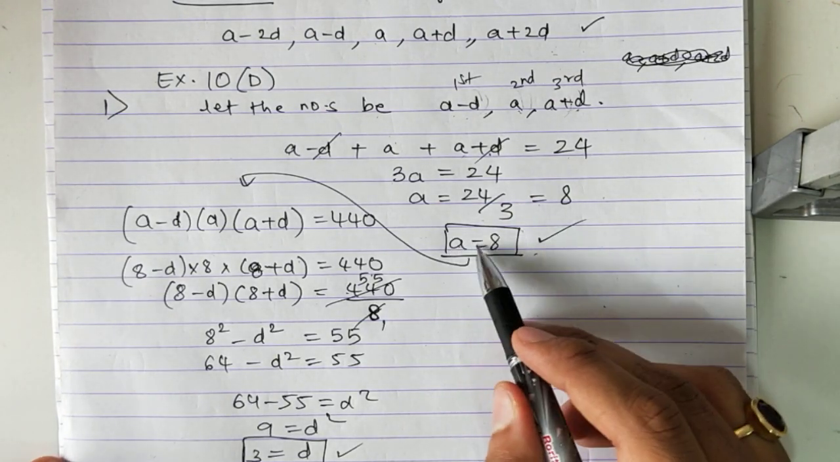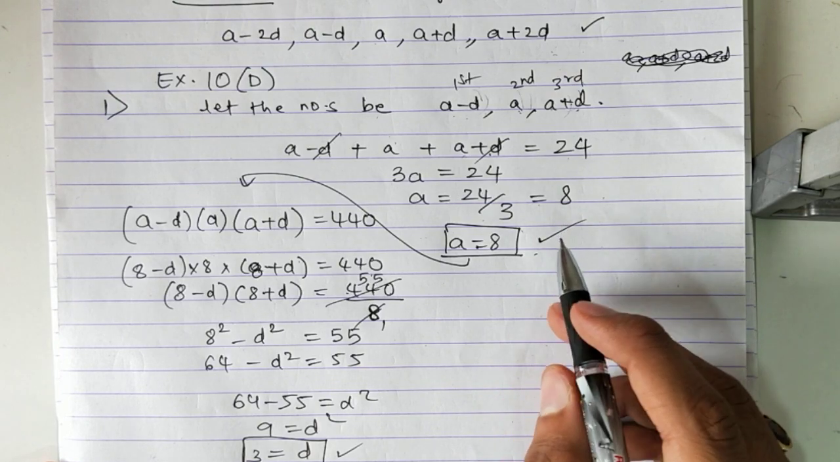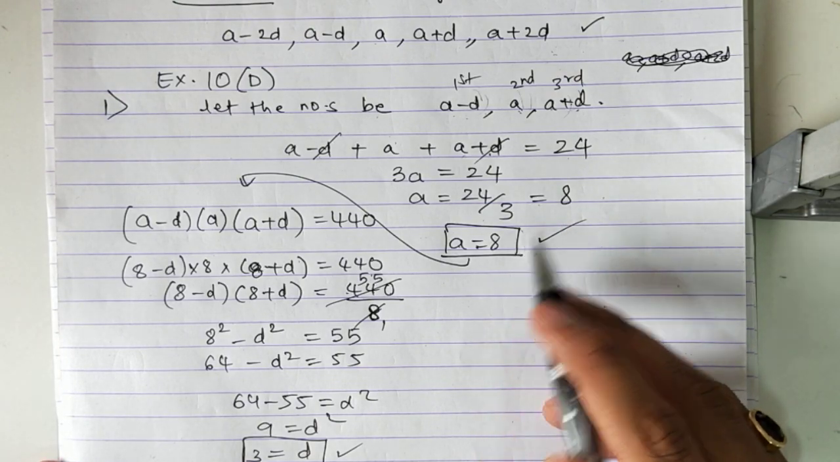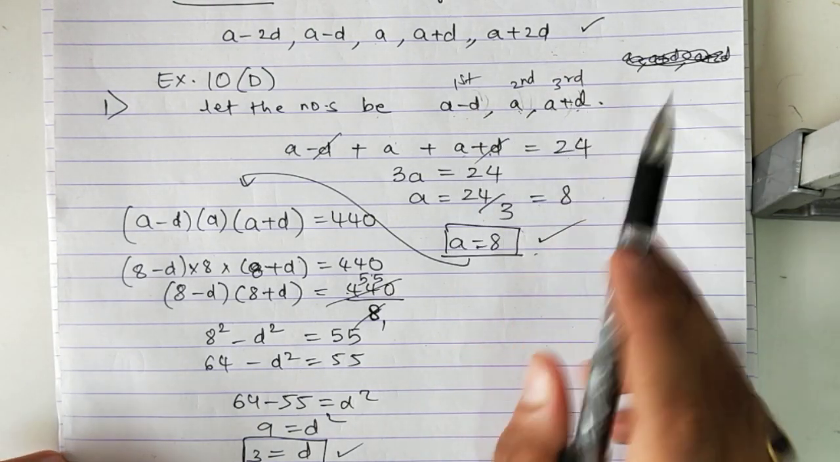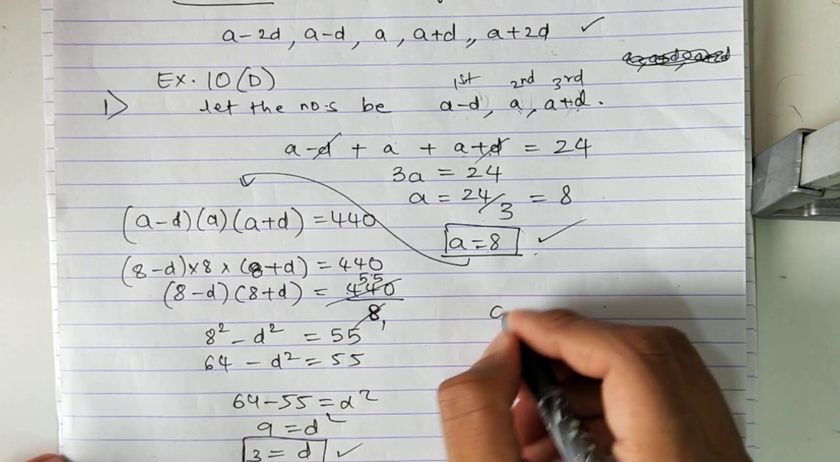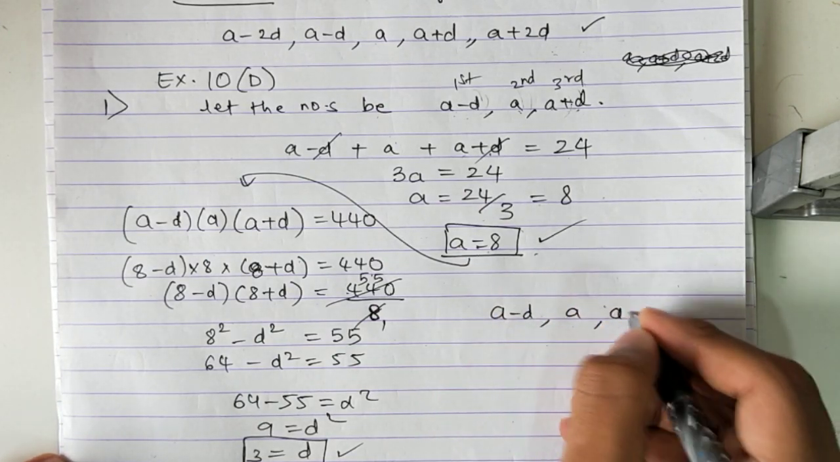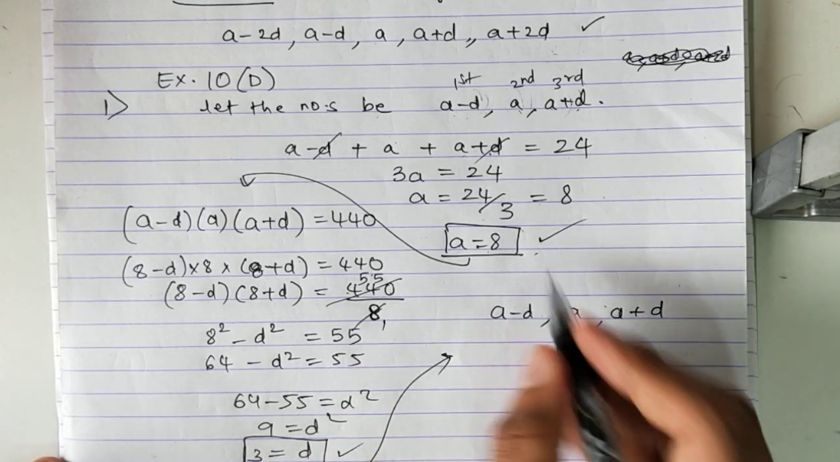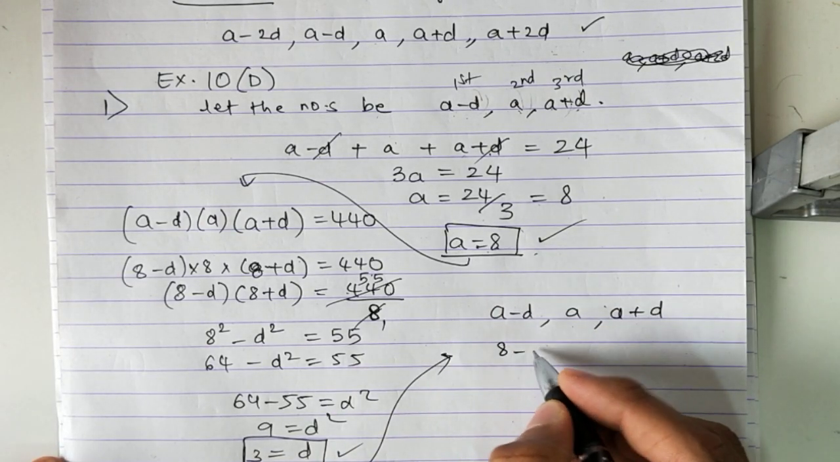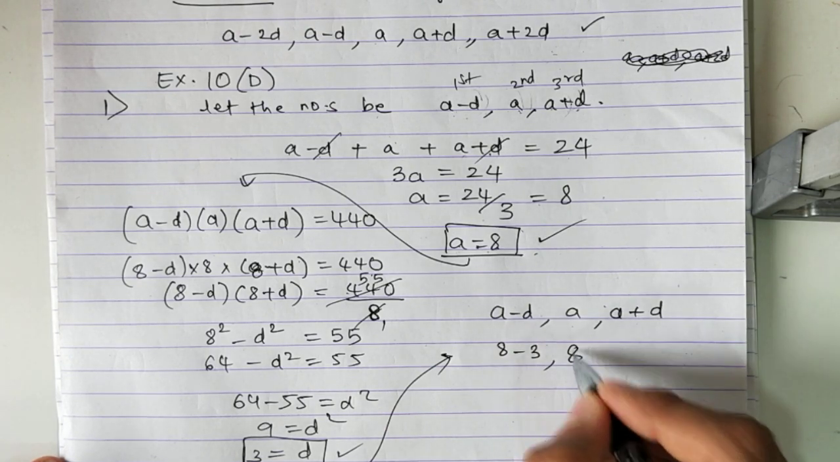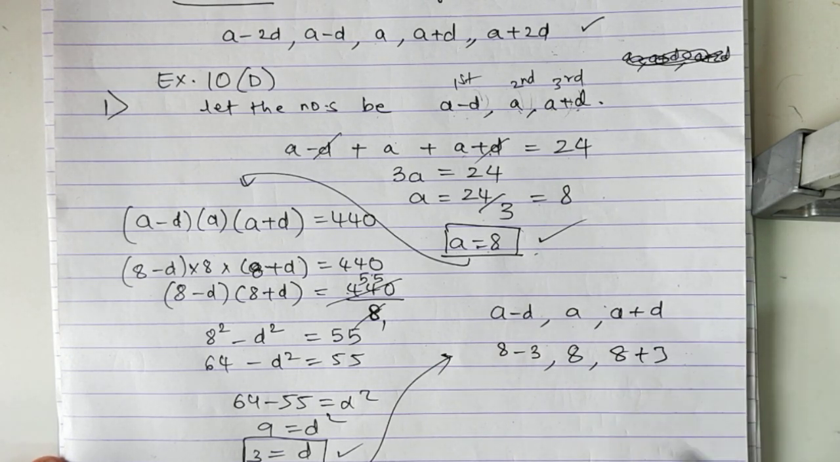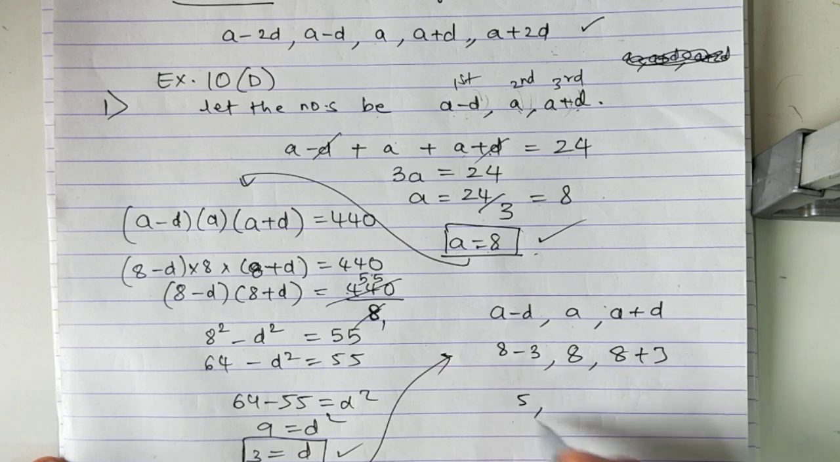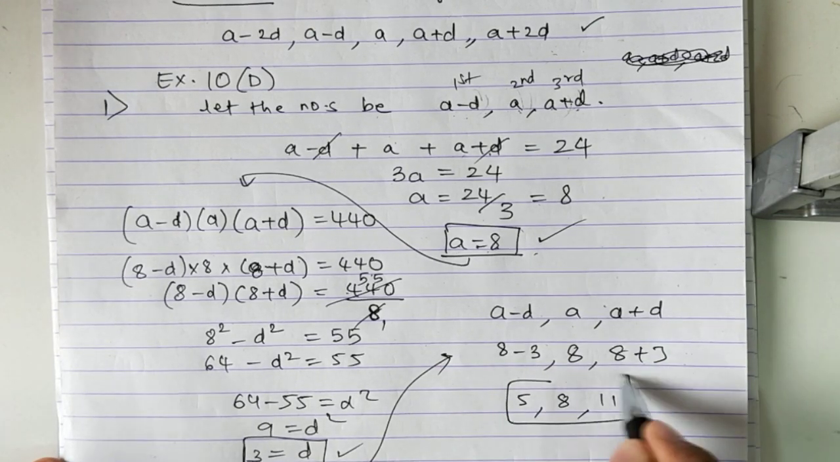So we have found the difference, we have found the value of a. Now what we had to find is the three numbers. So these are the three numbers and we know the value of a. So the three numbers are a minus d, a and a plus d. Substitute the values here. A minus d means 8 minus 3, then next number 8 and next 8 plus 3. So what does this become? 5, 8 and 11. So 5, 8 and 11 are the three numbers.